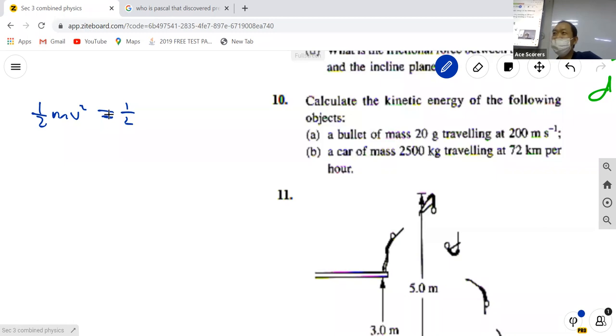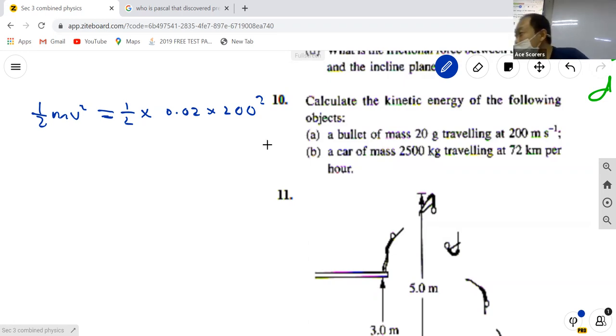You don't know the answer. Never mind, right? We learn it, okay? Half times M. What's M? 20 gram. Okay, so I can't use 20 gram. I have to change it to kilogram. Divide by 1000, 0.02 kilogram. Then mass, then V, 200 square. Got it?